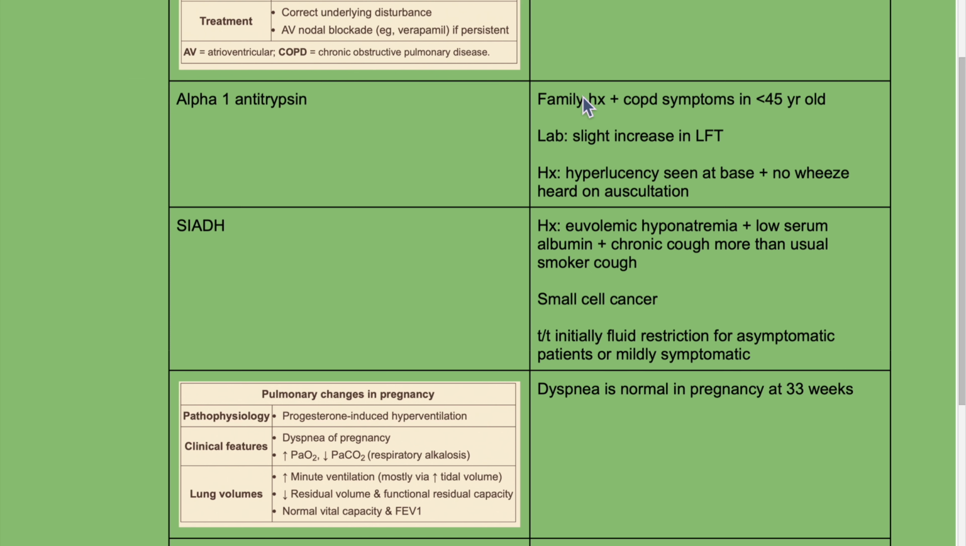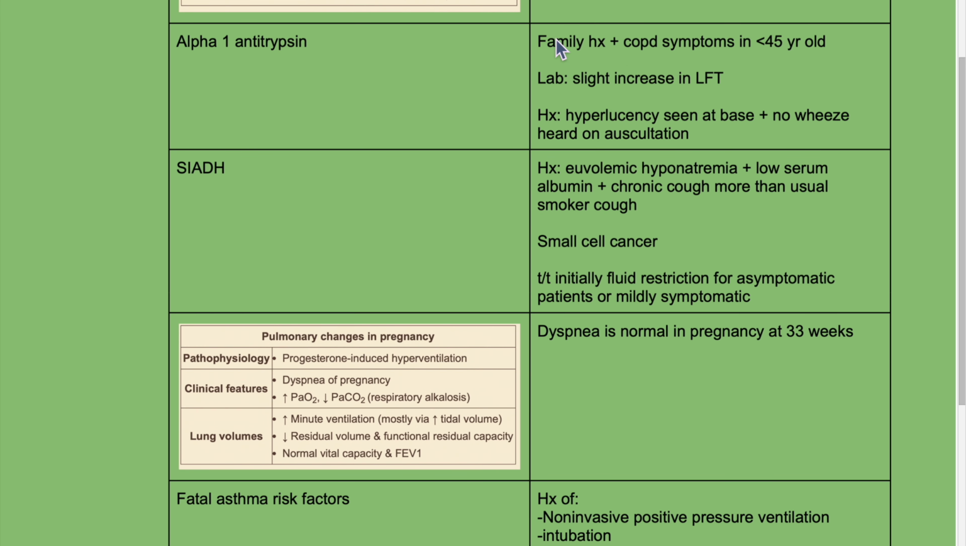Alpha-1 antitrypsin. Here you will have a family history plus COPD symptoms in less than 45-year-olds. Labs will show a slight increase in LFTs. Imaging will show hyperlucency at the base plus no wheezes heard on auscultation. Okay, so hyperlucency is going to be seen, and you'll hear no wheezes on auscultation. By family history, it just means there was a history of lung and liver problems.